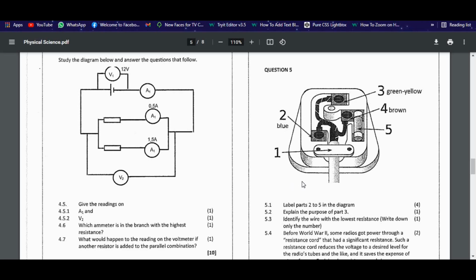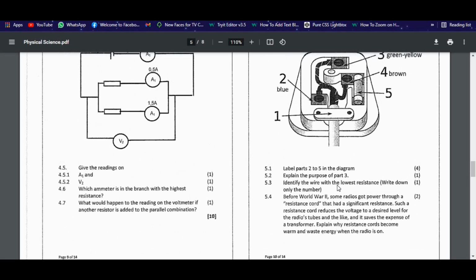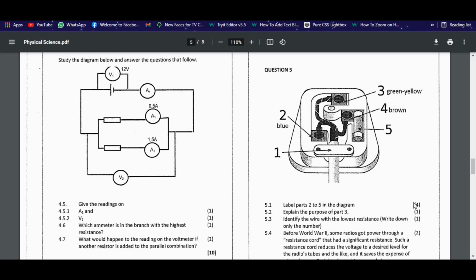Now question 5 is coming to save more or less with the safety and electricity section that we did, where we went through all the plugs and what happens, and explaining the different plug points. As you can see, typical natural science question, labeling the diagram. So I'm going to give you guys a chance to label the diagram from parts 2 to 5.